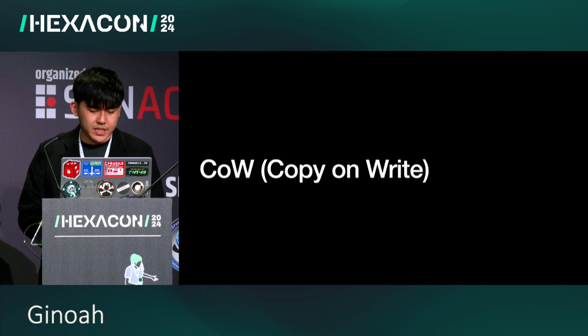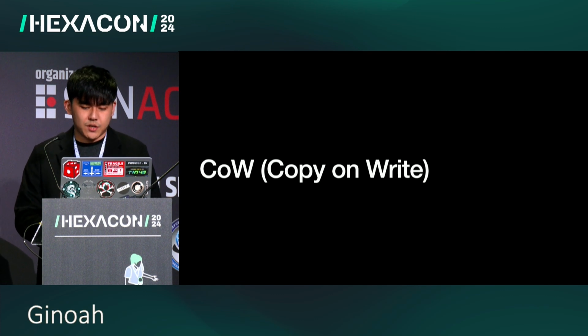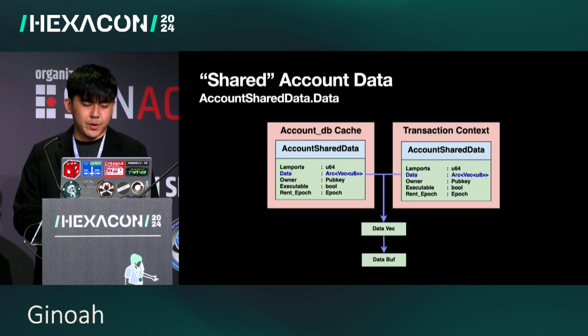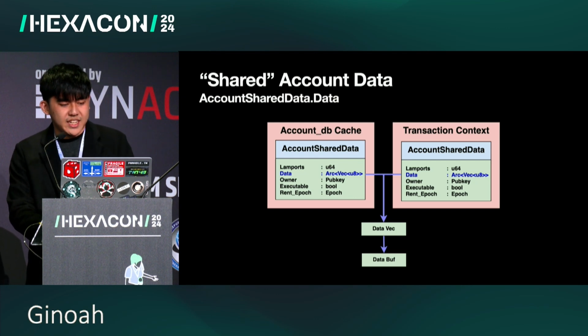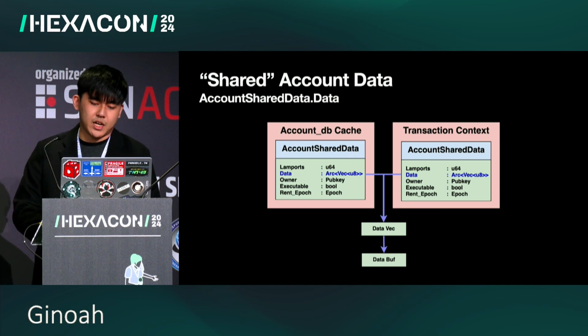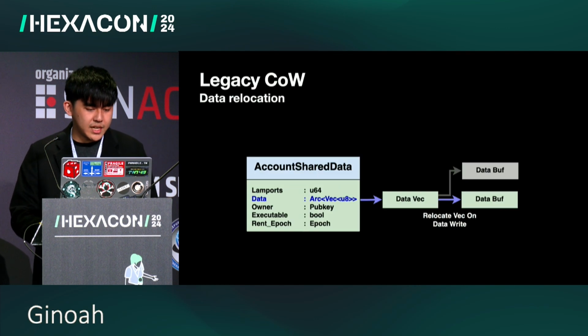Now we have a basic understanding of how the new data exposure works. Let's cover two concepts we skipped earlier: how copy on write is achieved and how the VM manages its memory. Remember the data in account shared data, which is a reference of a vector. It actually points to the same data buffer as another account shared data instance in the account database cache. The data is only copied when the write occurs. Once the data write occurs, a new copy is created.